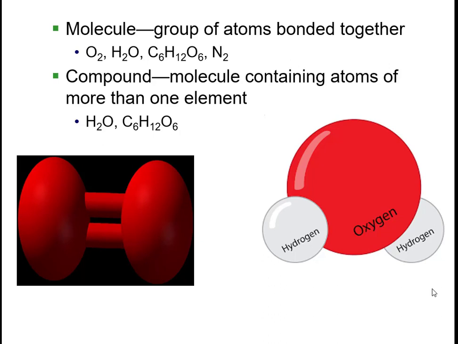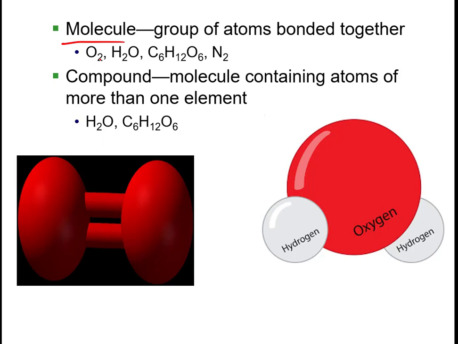Now that we've learned about elements and how the electrons circle around the nucleus of every element, let's talk about what happens when two elements come together or they form a bond. So a couple of quick terms. A molecule is any elements that are bonded together.